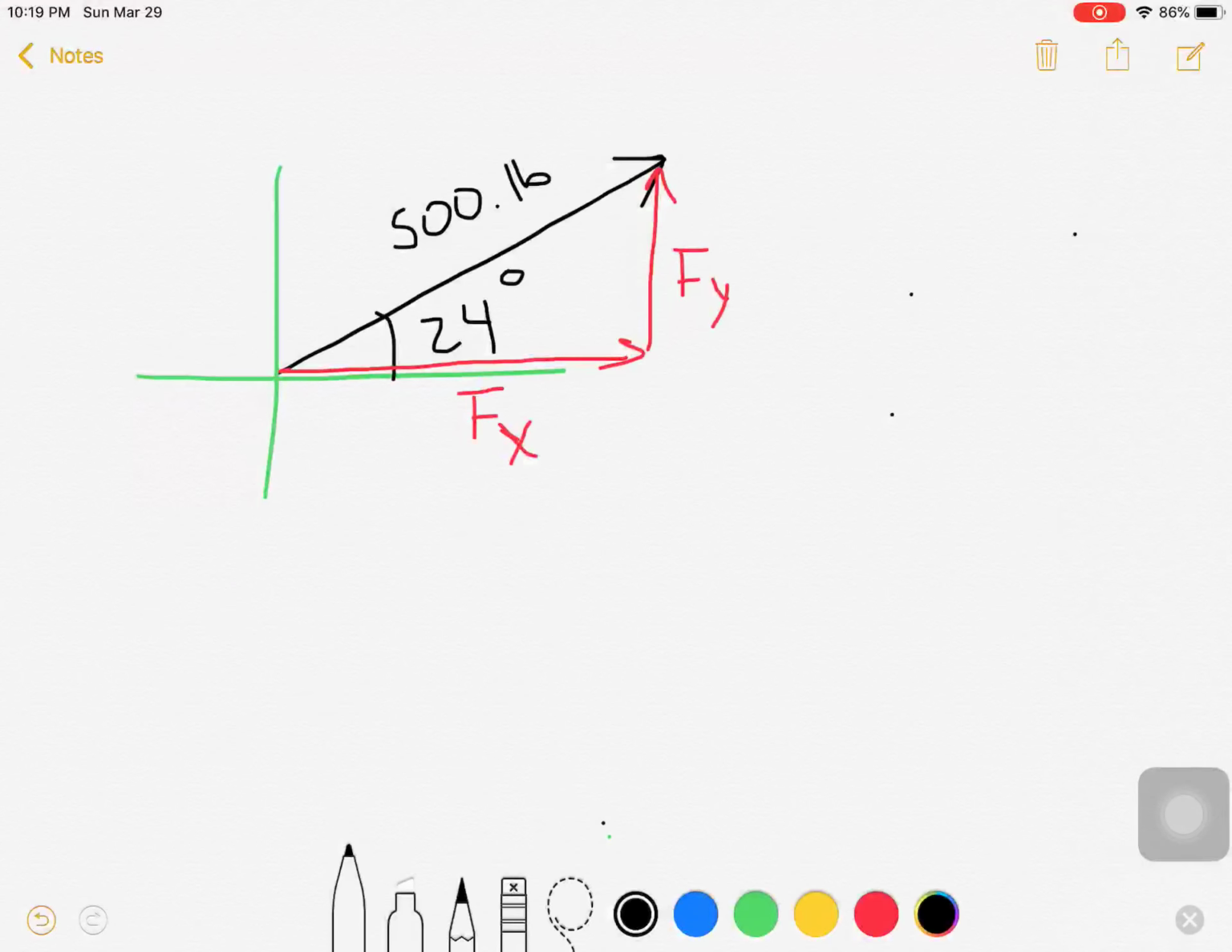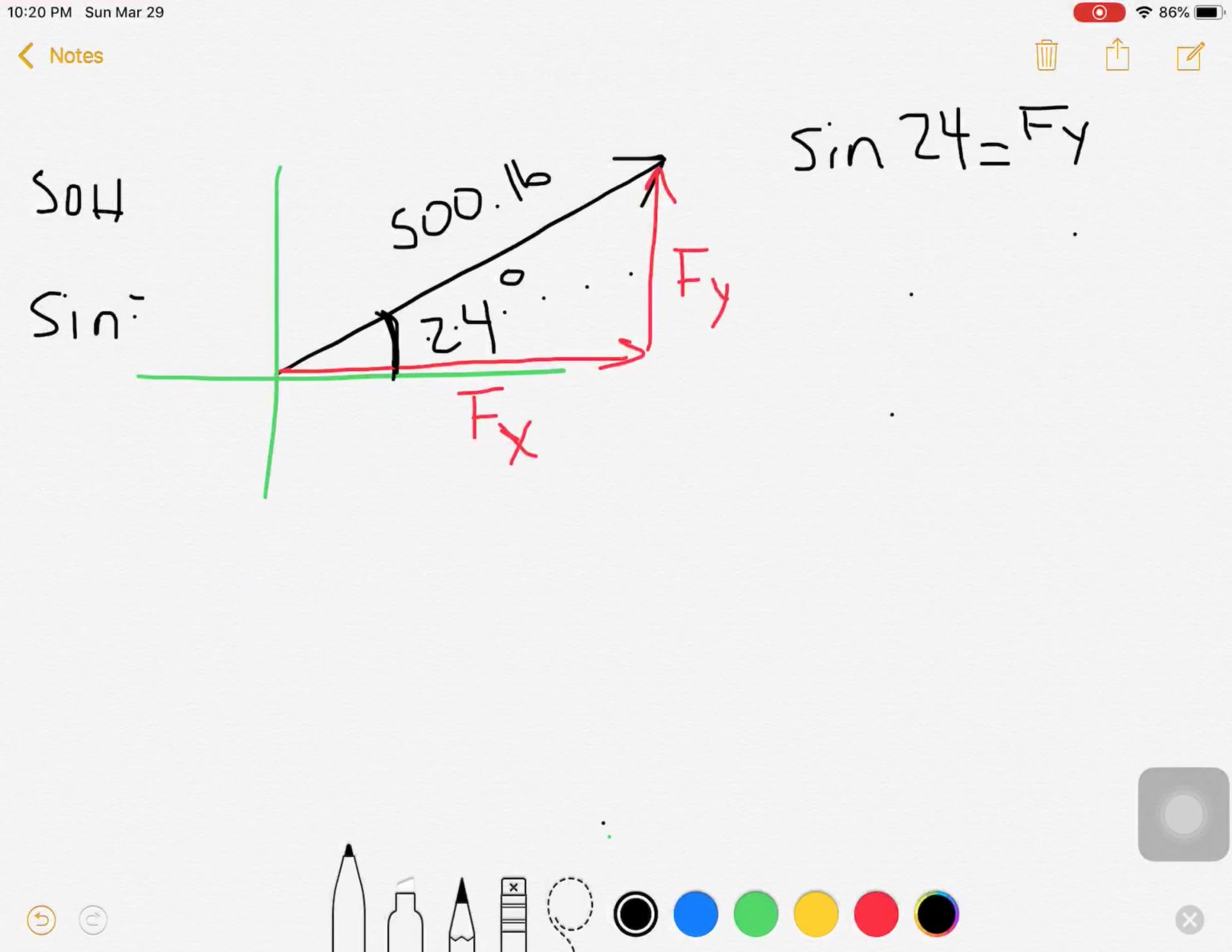Now, what we can do is we're going to use this angle. So we'll say the sine of 24 equals the opposite side. Now, which side's opposite from the angle? That's Fy. So equals Fy over the hypotenuse, because remember, sine is opposite over the hypotenuse. So opposite Fy, hypotenuse is 500.